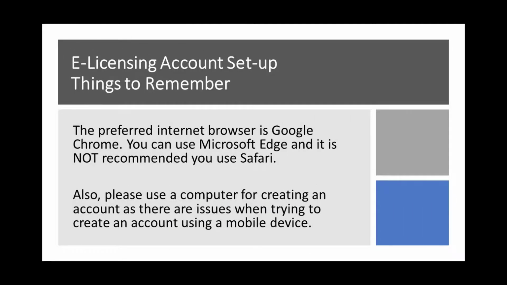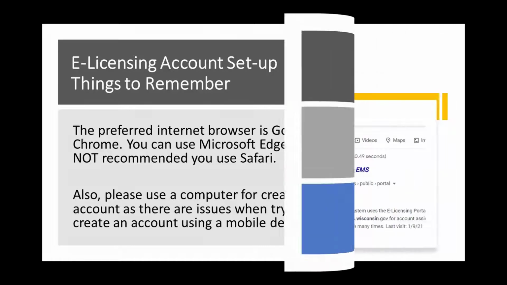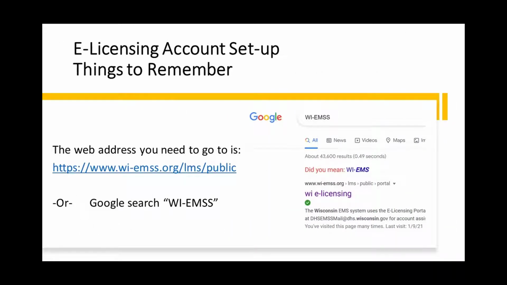When utilizing the e-licensing system, it is important that you use the proper browser. Google Chrome is the recommended browser. You can use Edge, however, Chrome is the preferred, and Safari can have some problems, so we highly suggest you do not use Safari browser to create your e-licensing account. Additionally, please do not attempt to create an account or do anything within your account on your mobile device. It is highly recommended that you use a desktop computer or a regular computer to create your account and to manage your account. So let's get started with setting up our e-licensing account.